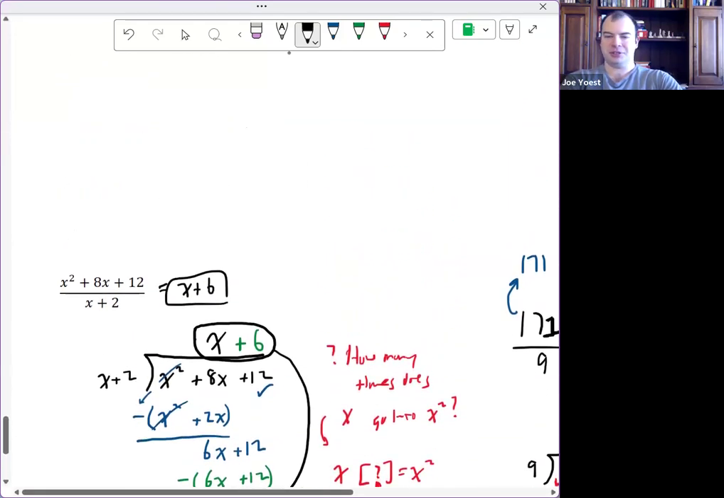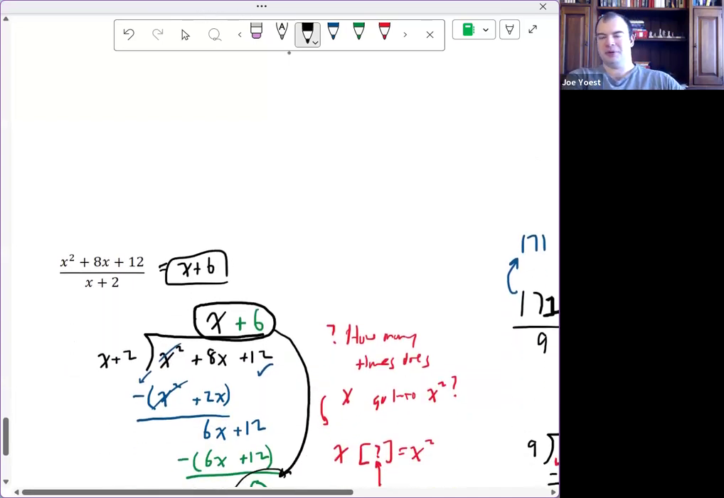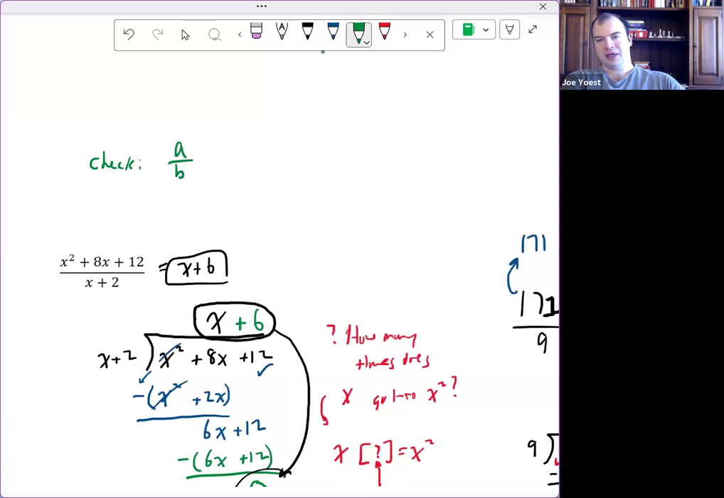Now we can actually check this. I'm going to go up above to check it because we've got a bit more room up there. We can check this, right? If my claim is that a over b equals c, I should be able to multiply both sides by b. And it should be that a equals c times b. Or my claim is that x squared plus 8x plus 12 over x plus 2 equals x plus 6. I should be able to multiply both sides by x plus 2. It should be true that x plus 2 times x plus 6, when I multiply that out, I should get exactly x squared plus 8x plus 12.